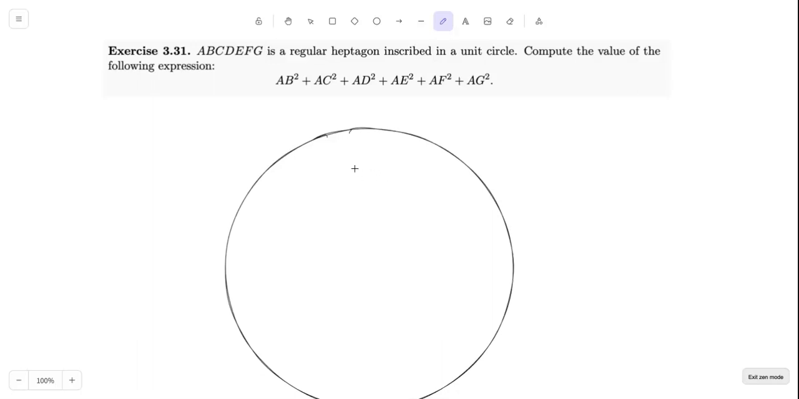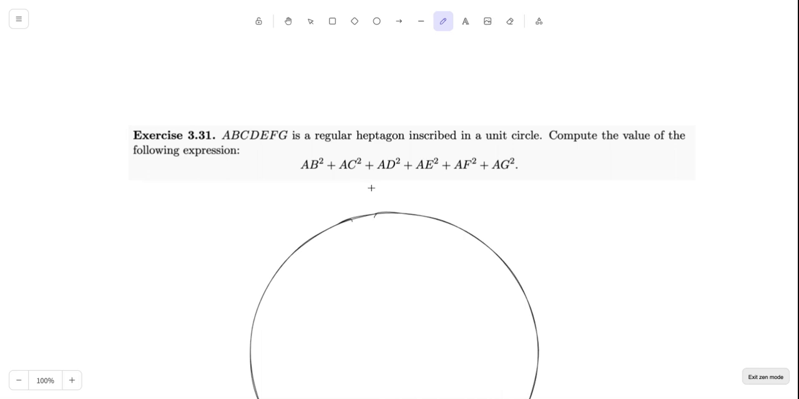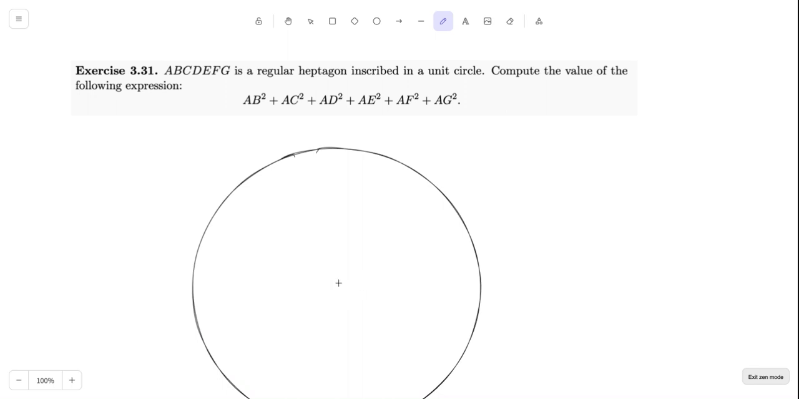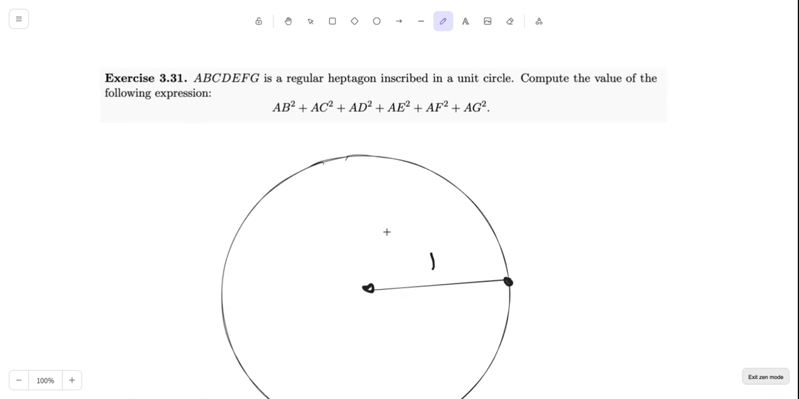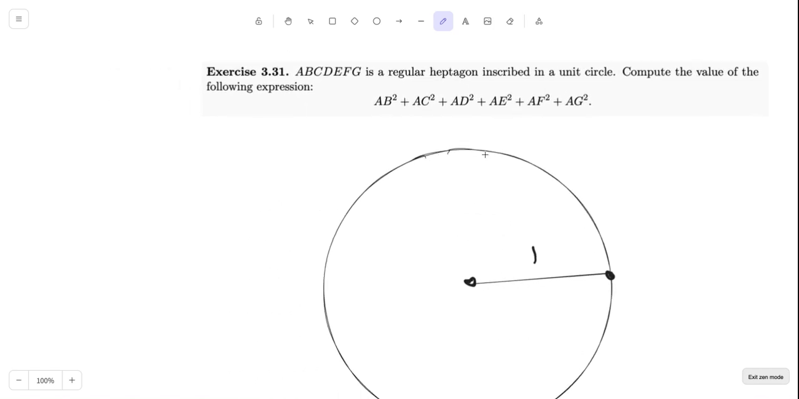Today we're gonna do a problem which involves a very fun roots of unity manipulation. Okay, so if we have a regular heptagon inscribed in a unit circle, so this is radius 1, right? The heptagon has 7 points. It's a 7-sided polygon, basically.